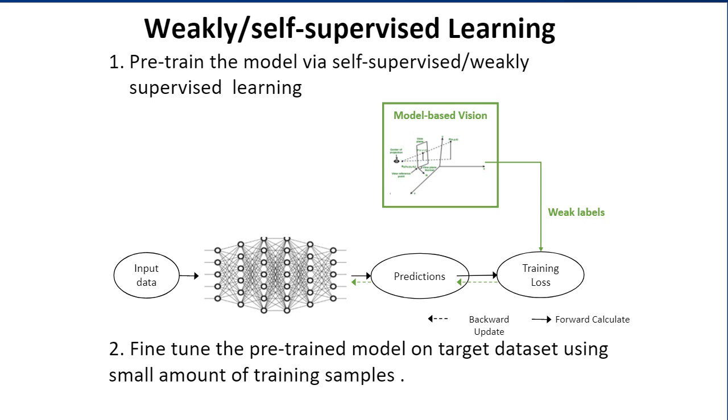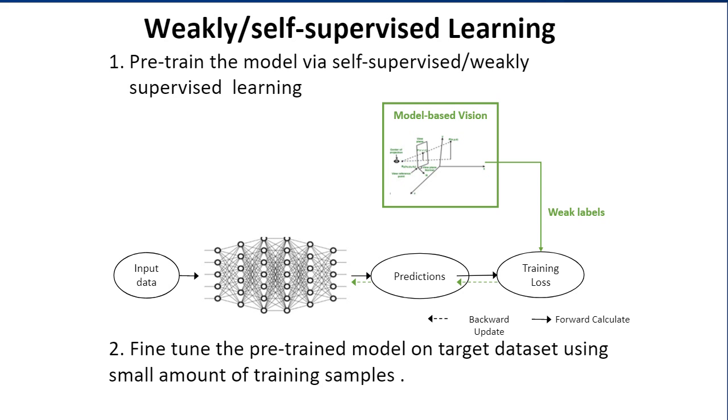Then these weak labels, together with the input data, can be used to pre-train the deep model. And once we pre-train the deep model, then we can fine-tune the pre-trained model on the target data set using a small amount of training samples. So this way, we'll be able to generate a deep model that can perform well on the target data set using only a small amount of training data from the target data set. So this is the basic idea of weakly self-supervised learning.